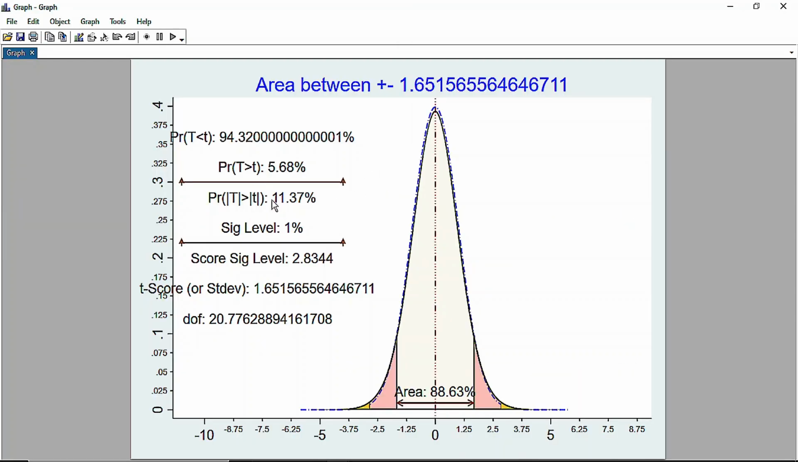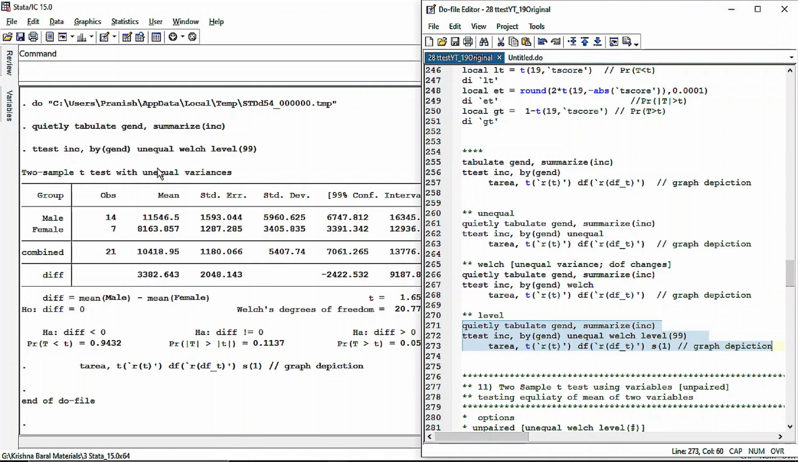For the two-tail test, we fail to reject the null, and for the left-tail and right-tail tests also we fail to reject the null, because our p-value is quite greater than our significance level. So we conclude that the average income of male and female are equal.